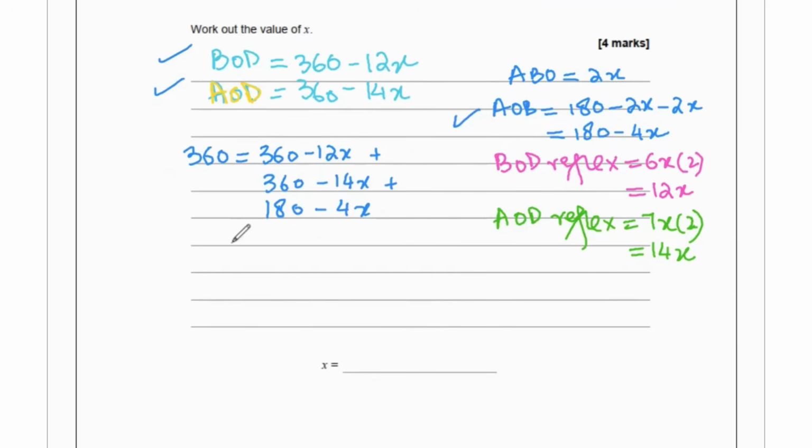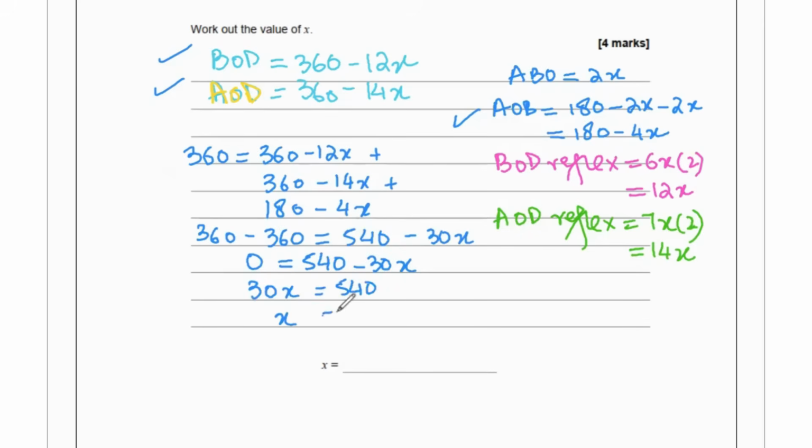So if we take 360 to the other side, it's going to be 360 minus 360 equals 360 plus 180, that's 540. And negative 12x, negative 14x, negative 4x, that's going to be negative 30x. So 0 equals 540 minus 30x. 30x equals 540. x equals 18. So that is your value of x.